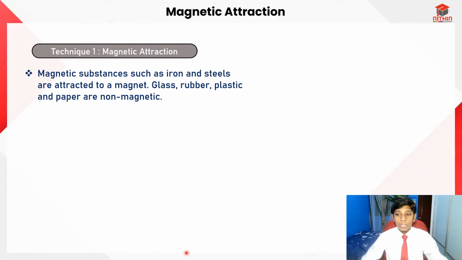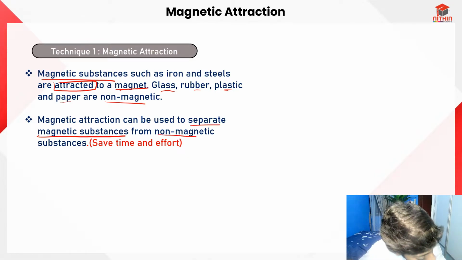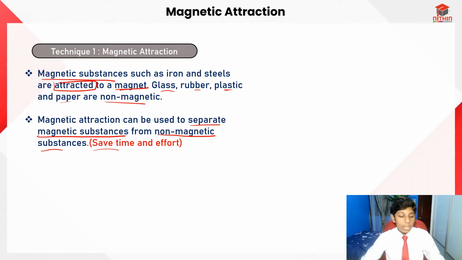So this is something that you know, right? Magnetic substances like iron and steel are attracted to a magnet, while non-magnetic materials such as glass, rubber, plastic, and paper are not. Next, magnetic attraction can be used to separate magnetic substances from non-magnetic substances. This saves time and effort instead of taking pieces one by one.